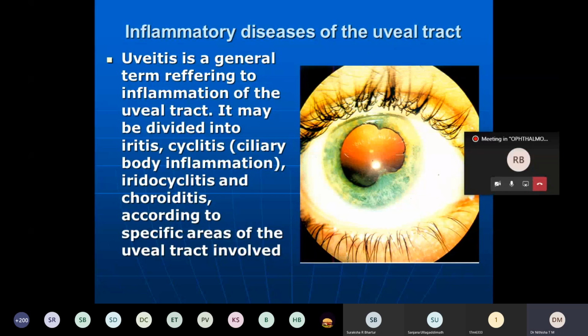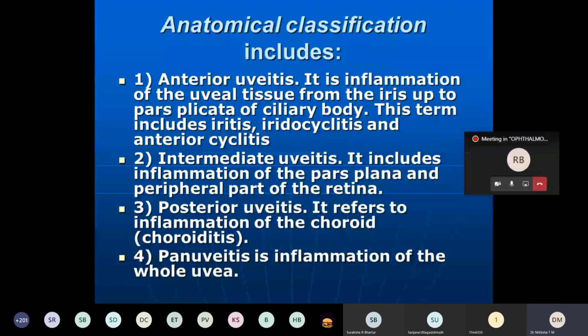Anatomical classification includes anterior uveitis, intermediate uveitis and posterior uveitis. Anterior uveitis is inflammation of the uveal tissue from the iris up to the pars plicata of the ciliary body. In the last class, you learned that the ciliary body is divided into pars plicata and pars plana. This term includes iritis, iridocyclitis and anterior cyclitis. Cyclitis indicates involvement of the ciliary body.